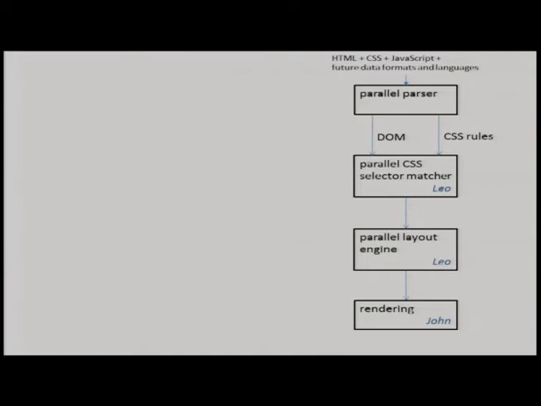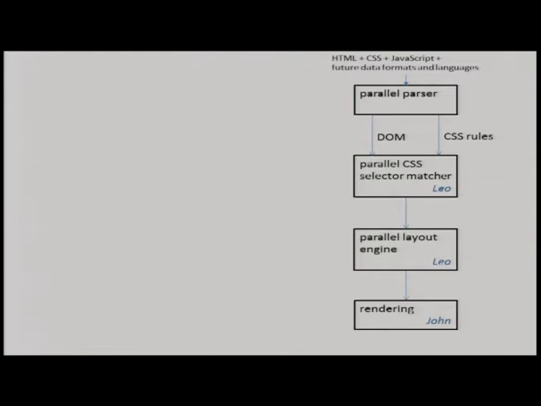What you see on the right is the typical stack of the web browser. You parse the HTML and CSS, create the DOM, which is the tree representing the document. You apply CSS rules on it, which tells you how you are supposed to lay out the document. Then we perform the layout, which is computing the sizes and positions of all the elements, images, glyphs, paragraphs. And then in rendering, you push the bits to the screen.